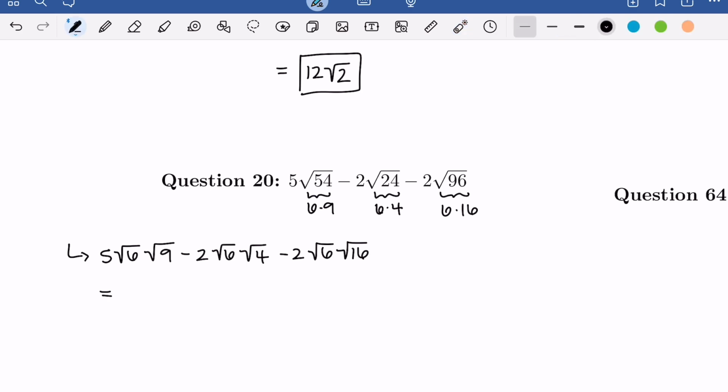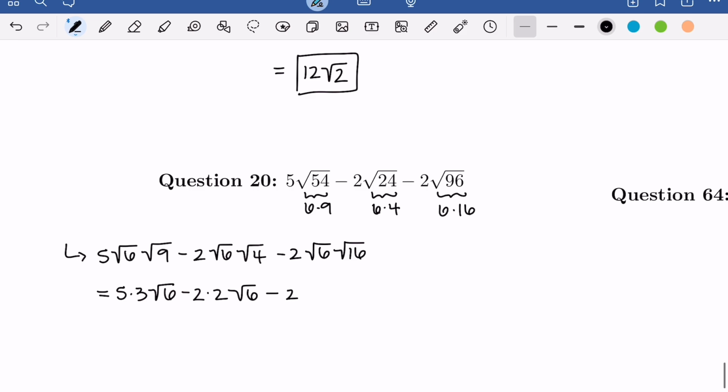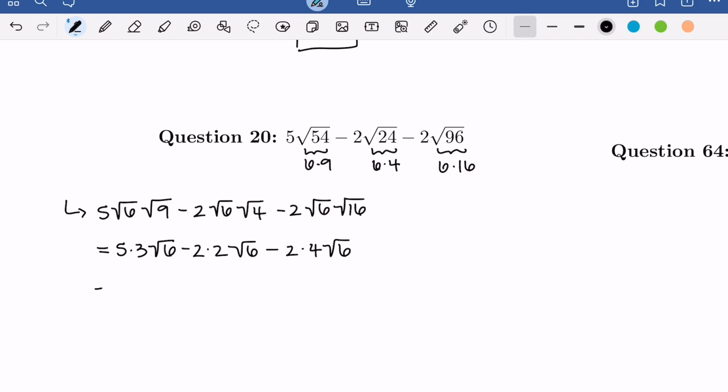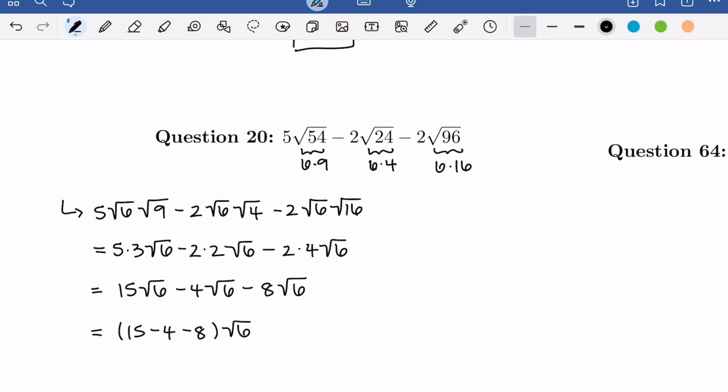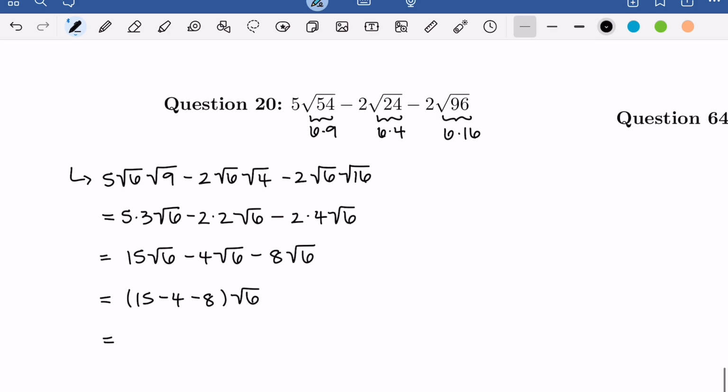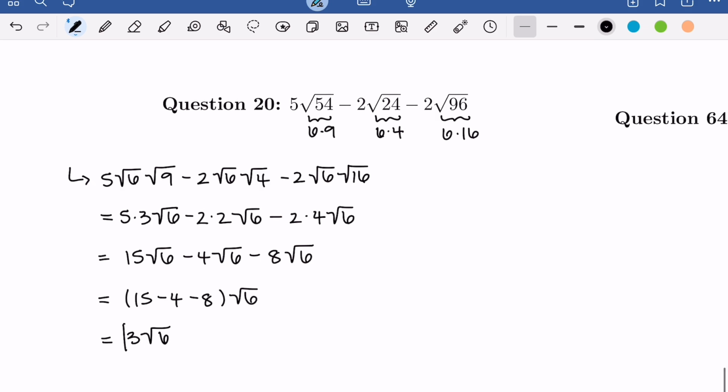But doing it this way here, our first term is going to be 5 times 3 times the square root of 6 minus 2 times 2 times root 6 minus 2 times 4 times the square root of 6. Now, what we can do is multiply these guys here, and then notice that each of these guys has a root 6 term in them. So we can use our distributive property and pull them out. So let's multiply these guys first, though. Now, pulling out our root 6, we're going to end up with this here. Now, subtracting these guys, we're just going to end up with 3 times the square root of 6.